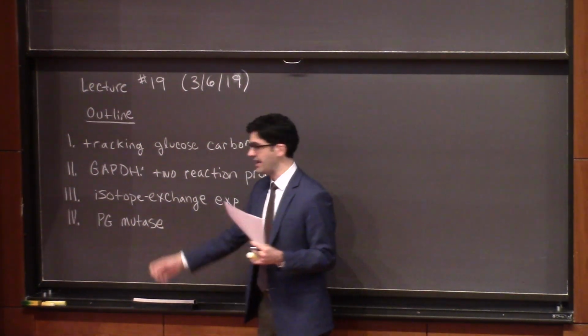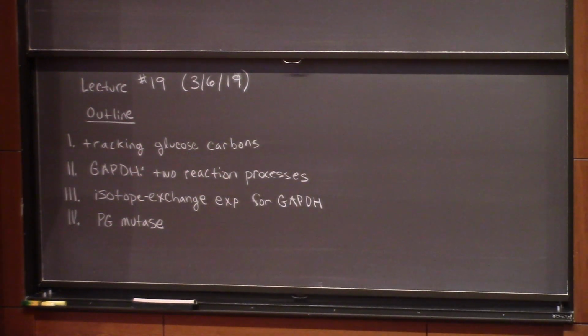And then we'll wrap up today, I hope, by getting to phosphoglycerate mutase, which is going to be another enzyme involved in the isomerization of different units in glycolysis.